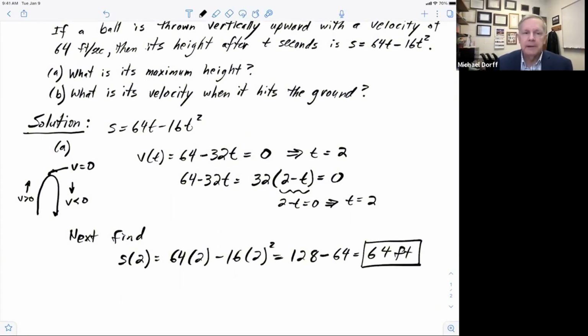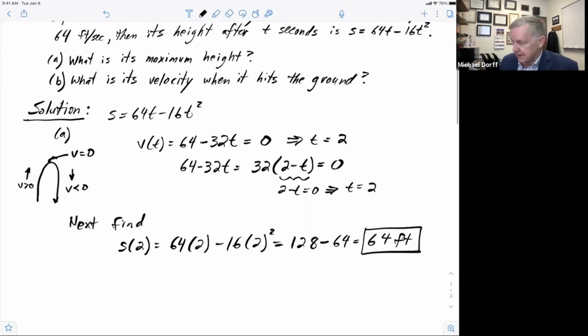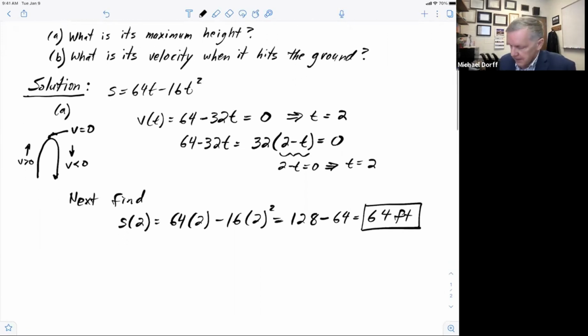Again, what we did was we found when the velocity was equal to 0, which is I take the derivative of the s function, set it equal to 0, and I find out that happens when t equals 2. And then I plug that back into my height function, s, simplify that, and I get 64. All right, part B. What's the velocity when it hits the ground?